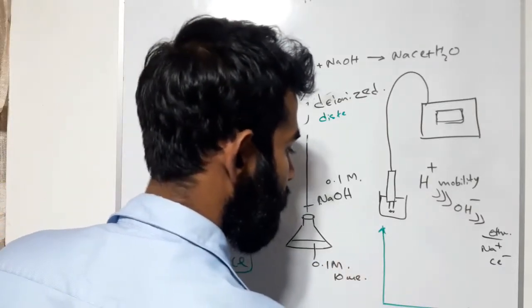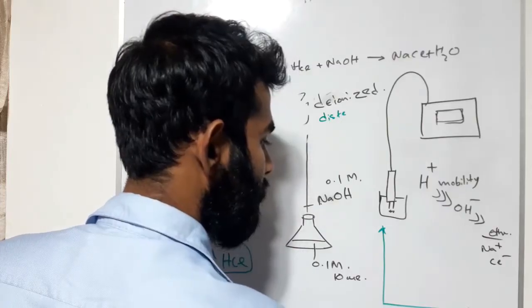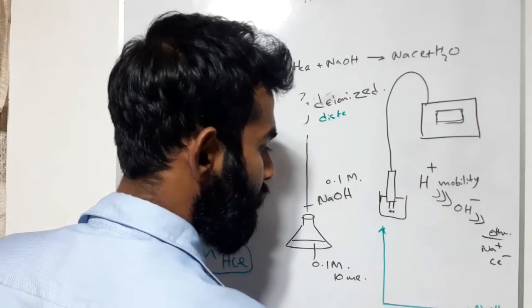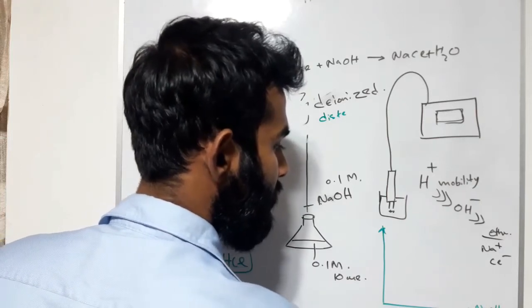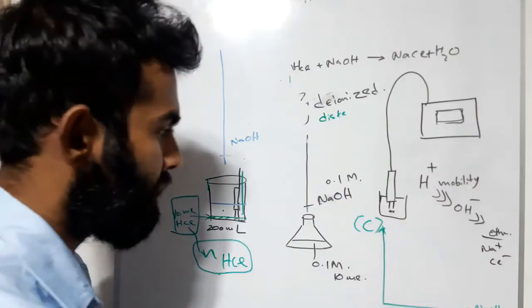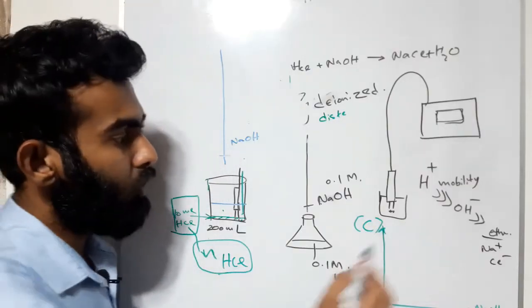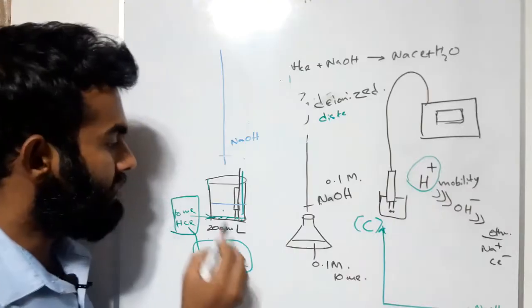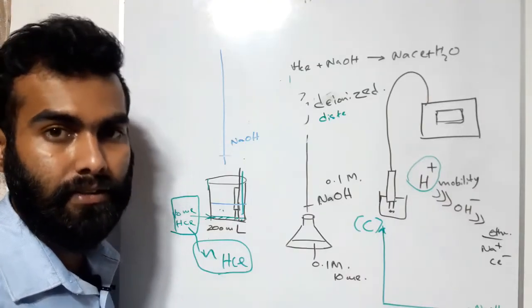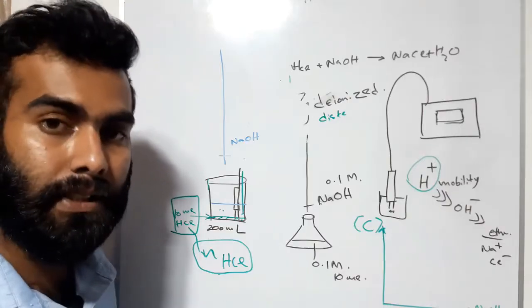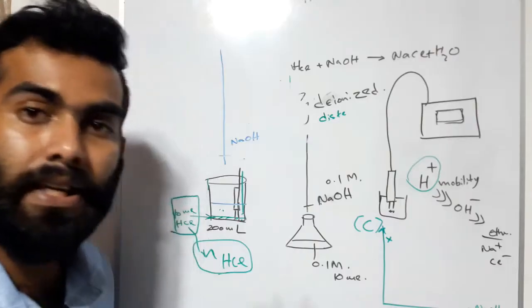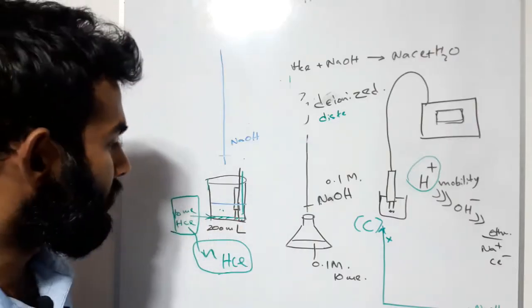Here, added NaOH volume in milliliters. Here, conductance. So initially we know the mobility of H plus is very high. Initially the solution contains only H plus. So its conductance will be initially very high, because this contains only H plus.